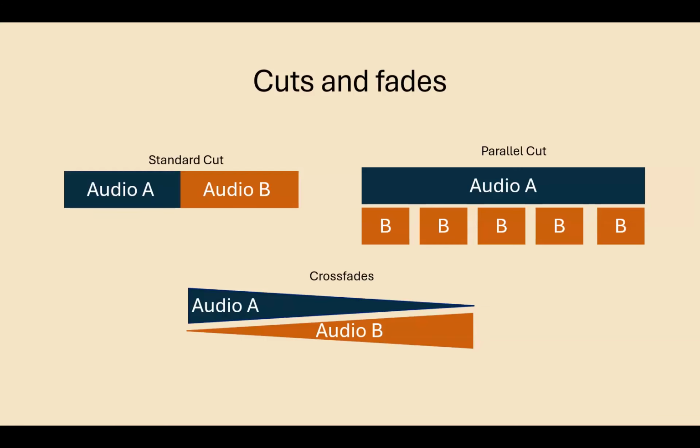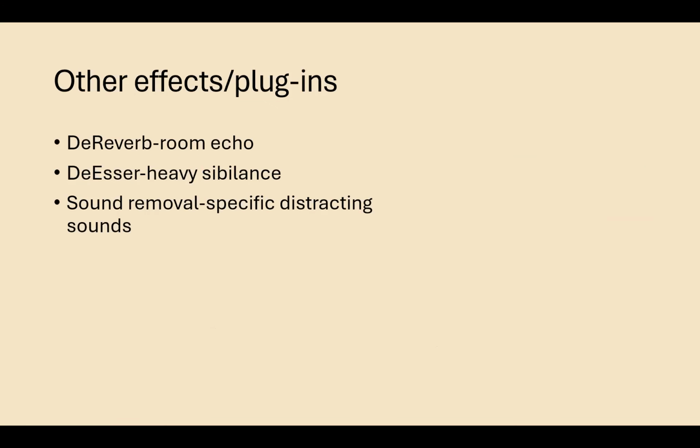And then the crossfades and the cuts, you can play around with this. The standard cut is just audio A into audio B right next to each other. Parallel cuts, if you imagine audio A here as the music track and B, everything under that, as talking tracks. You can think about it that way. And then the crossfades and things like that. So I went way over time.